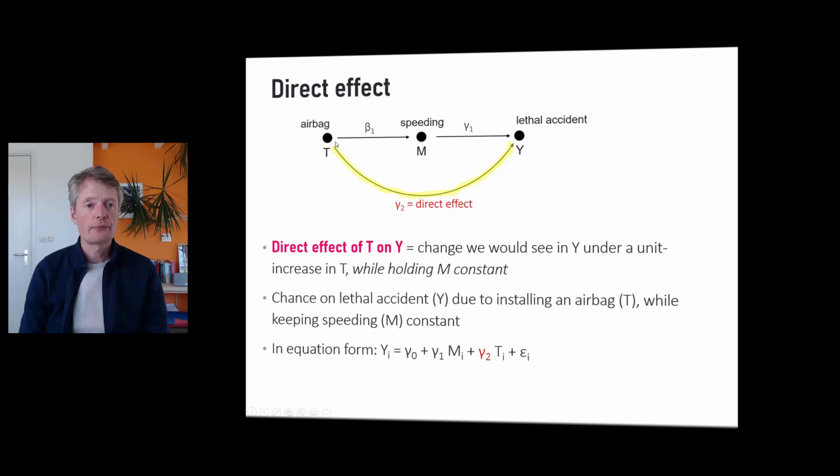So within the example of the effect of airbags on lethal accidents, it is actually the change in the chance of getting into a lethal accident thanks to having an airbag while keeping this specific mediator that we are interested in constant. So we keep speeding constant and then see what the effect is of airbags on lethal accidents. In equation form, as it says at the bottom here, it is basically the relationship between Y and T while adjusting for M. So while keeping M constant.